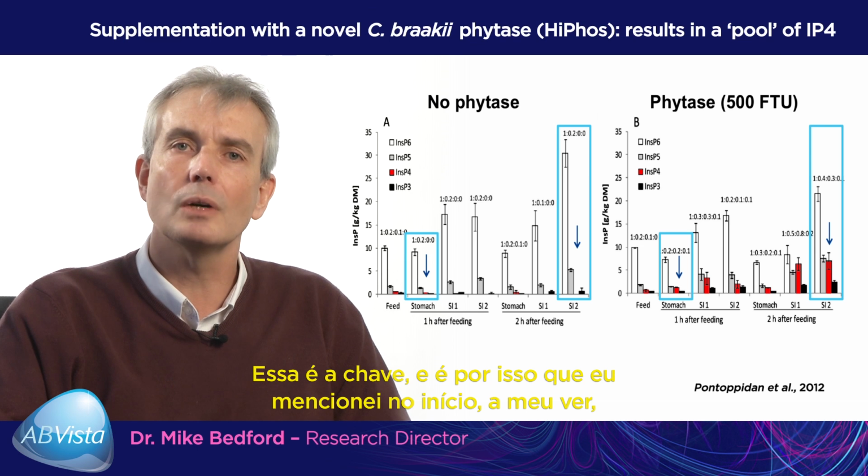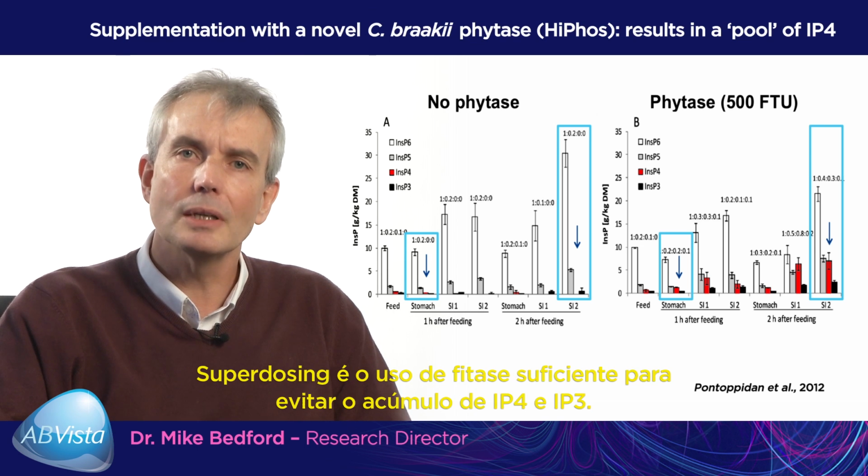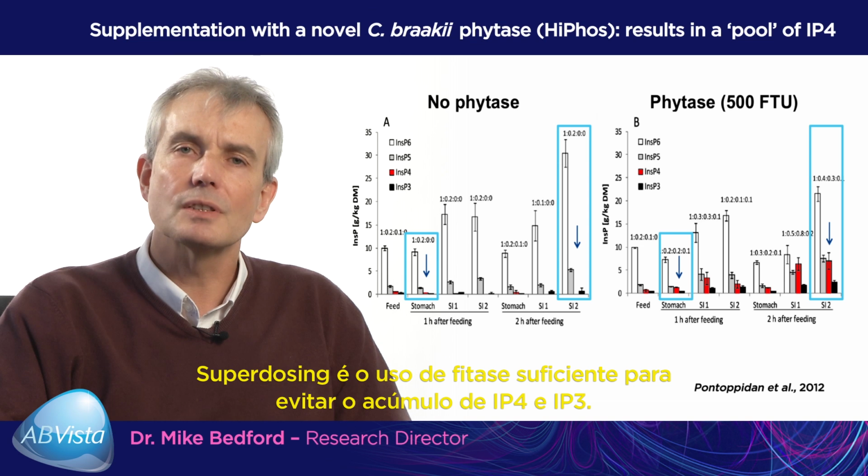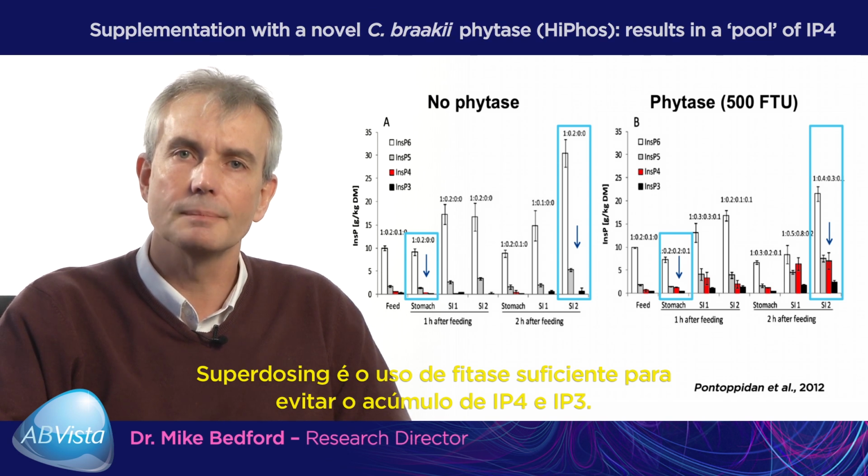That's the key, and that's why I mentioned at the very beginning, to my mind, superdosing is the use of sufficient phytase to prevent the buildup of IP4 and IP3.